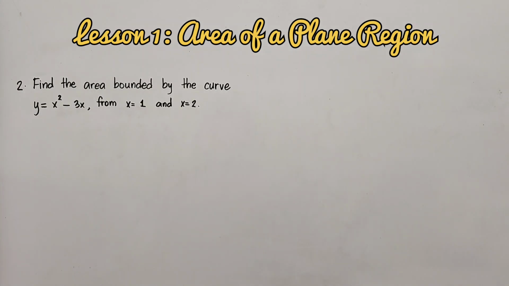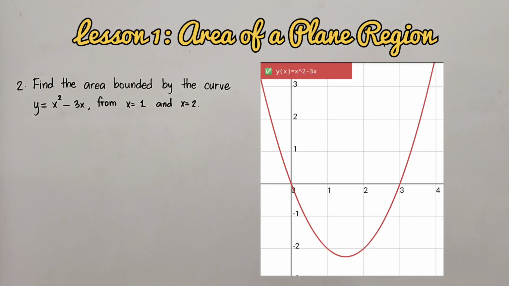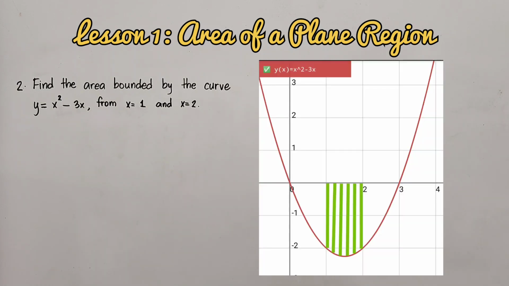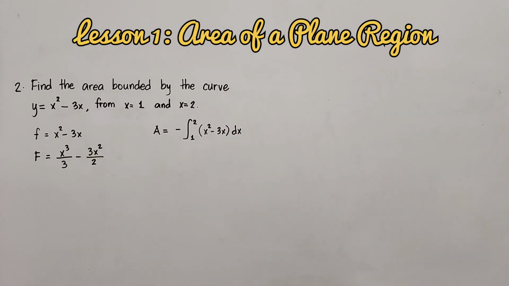On the right is the graph of y equals x squared minus 3x. And we are going to find the area bounded by the curve from x equals 1 and x equals 2. Because the specified area is below the x-axis, we will be using the theorem that such area is the negative of the integral of our function. The given function is x squared minus 3x, and the antiderivative of this function is x cubed over 3 minus 3x squared over 2.